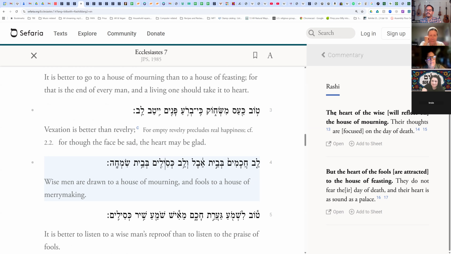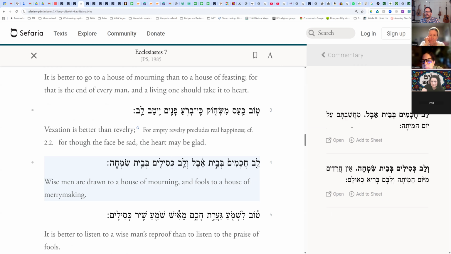Look at this very different translation. The heart of the wise will reflect on the house of mourning. Their thoughts are focused on the day of death. A wise person is thinking about their passing. Machshavtam al yom hamita. So wise people's thoughts are on the day of their dying, which is kind of perfect in light of where we are in our holiday cycle.